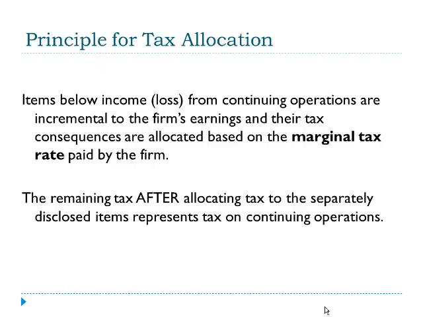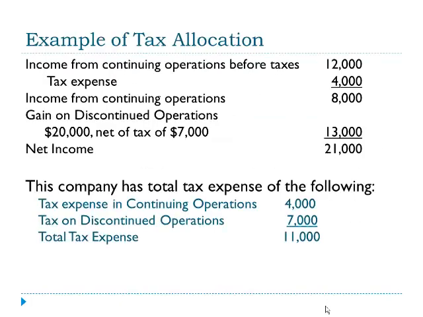Here's the principle for tax allocation. Items below income or loss from continuing operations are incremental to the firm's earnings, and their tax consequences are allocated based on the marginal tax rate paid by the firm. The remaining tax after allocating tax to the separately disclosed items represents tax on continuing operations.